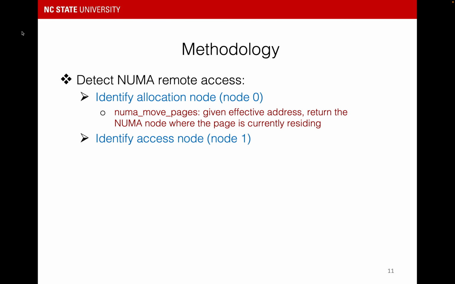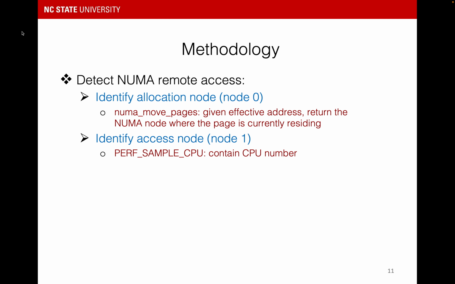To identify the access node on each PMU sample, DJXPerf uses the perf sample CPU identifier, which contains the CPU number, to show which NUMA node the current object is accessing. Here we denote this access node as node 1. If node 0 and node 1 are distinct nodes, as shown in this figure, then DJXPerf reports a remote memory access for this object. This figure shows two NUMA nodes, and we can see that there is an inter-socket connection between them for this remote access.